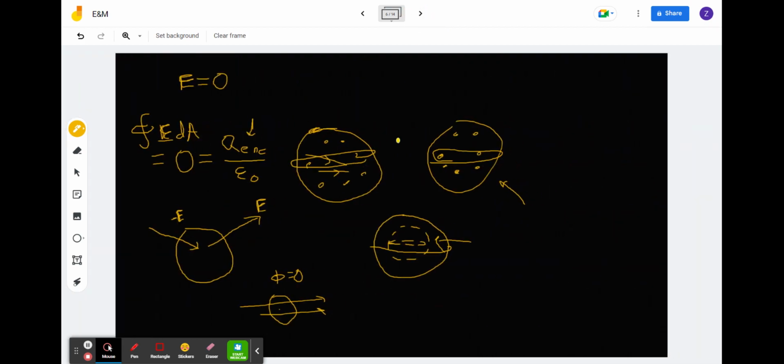Then we talked about special properties of conductors. And to recap, with conductors, all the charges are going to be on the surface. There's no electric field on the inside of a conductor. And by Gauss's law, there's also no charge inside the conductor. All of it is spread out on the surface of the conductor, and there's nothing inside.